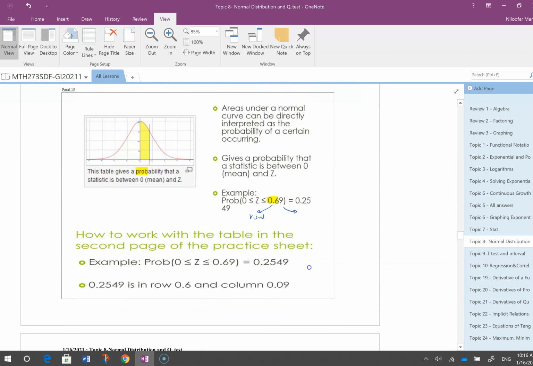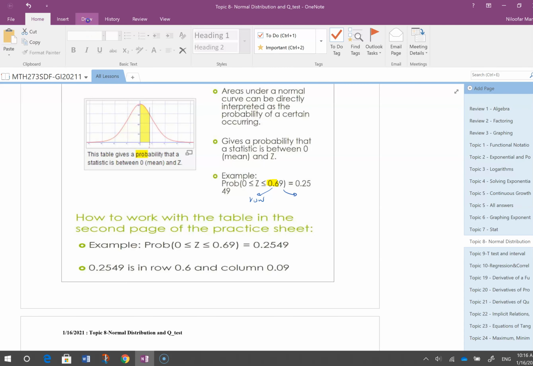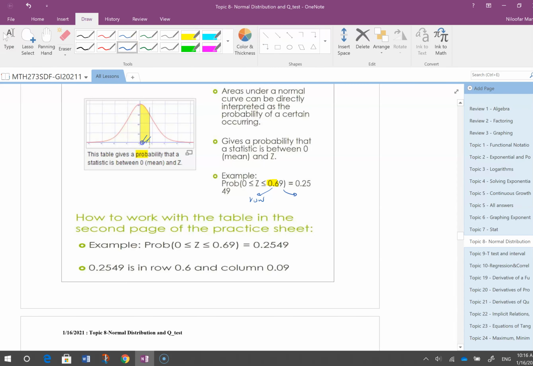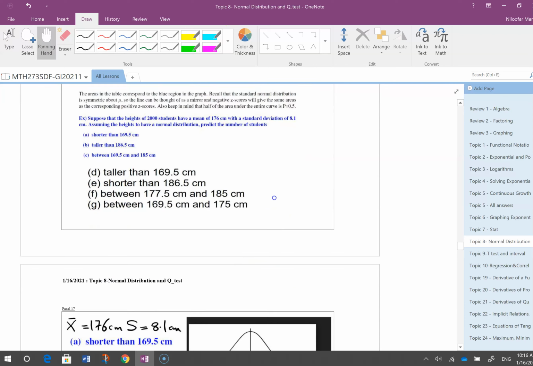So if I ask what is the probability of Z from 0, but how about negative? How about from a value? The table is just giving me this part. How about if I have something from here to here? What should I do? So now I can do examples for you. Let's do examples.